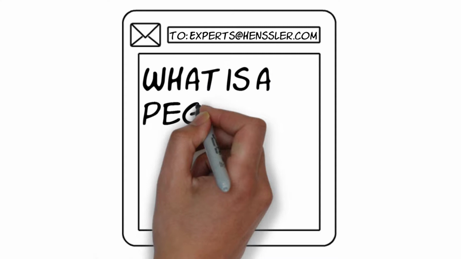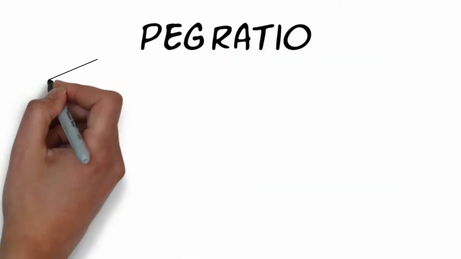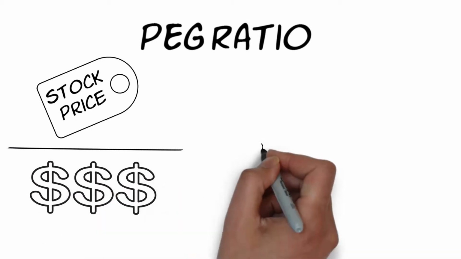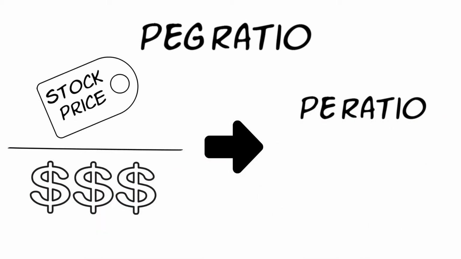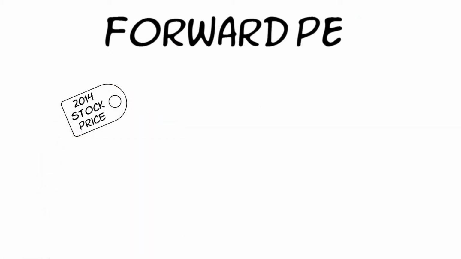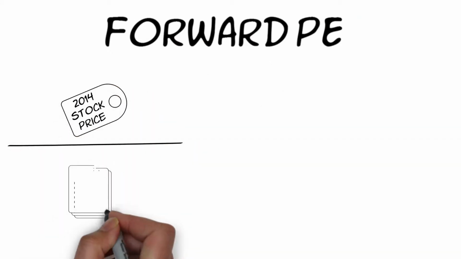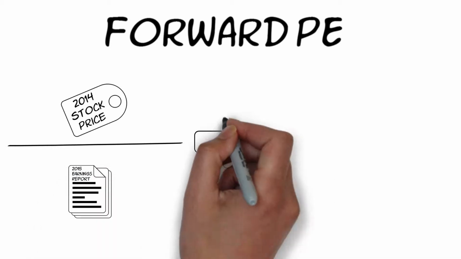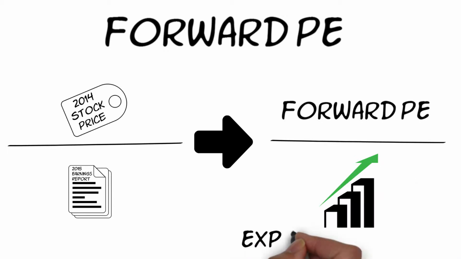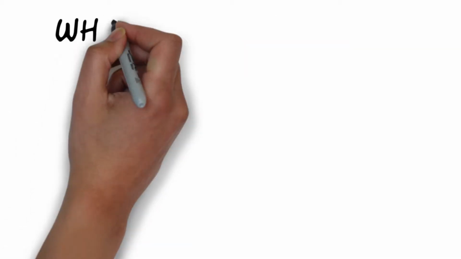So what's a PEG ratio? PEG ratio is the price divided by earnings, so the PE ratio relative to the growth. Usually they use the forward PE, which means this year's price divided by next year's earnings is a forward PE, and then you take that number and you divide it by expected growth.